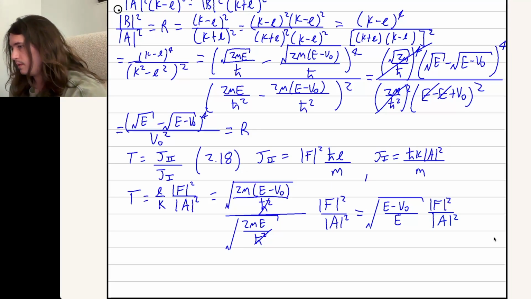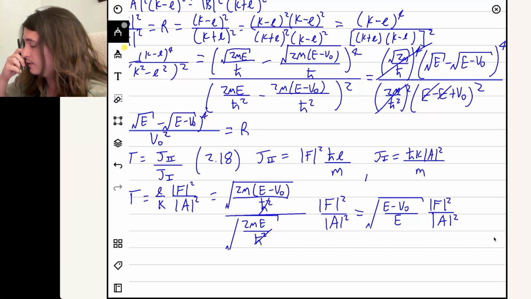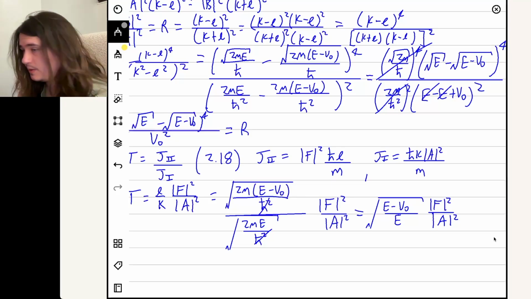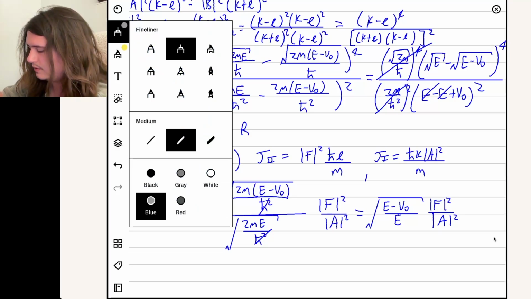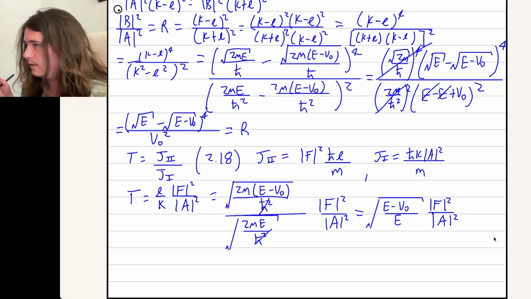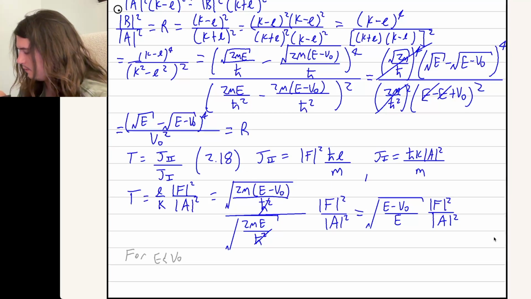At this point, I feel like it's a weird time, but Griffiths asks, oh, well then what is the transmission coefficient for the other case? Which is, again, I'm going to do it in gray, for E is less than V naught. What is T?